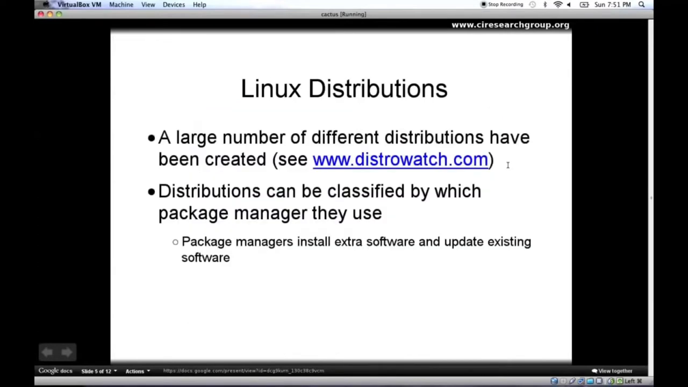Now, a large number of people have come up with different distributions of Linux. These distributions contain different sets of software, but they all share the Linux kernel in common. We typically classify distributions by which package manager they use. Unlike Windows and Mac systems, where we install individual applications and then have to manually update each application by running separate installers, Linux distributions typically use package managers, which download and install extra software and update existing software with a single command.